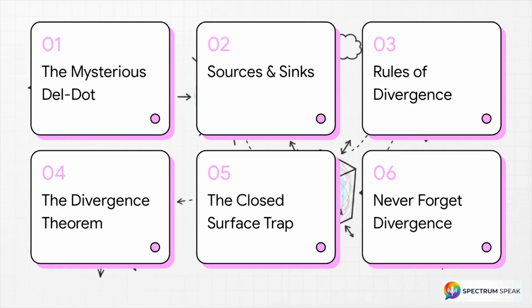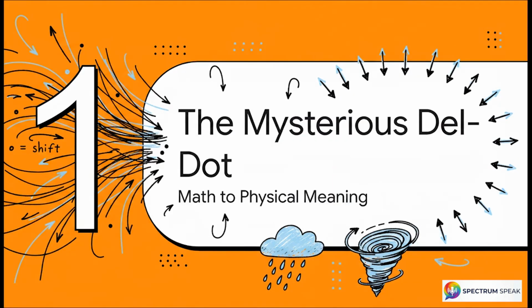Okay, so here's the game plan. We're going to start with that mysterious del dot. Then we'll get into a super simple analogy involving sources, sinks, and sprinklers. From there, we'll cover the rules of divergence, learn about an amazing shortcut called the Divergence Theorem, expose a really common trap you need to watch out for, and then wrap it all up so you never forget it. All right, first up, the mysterious del dot.